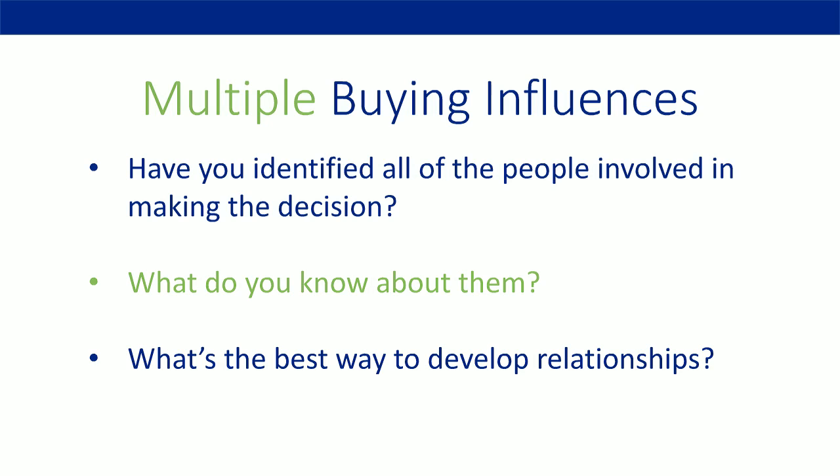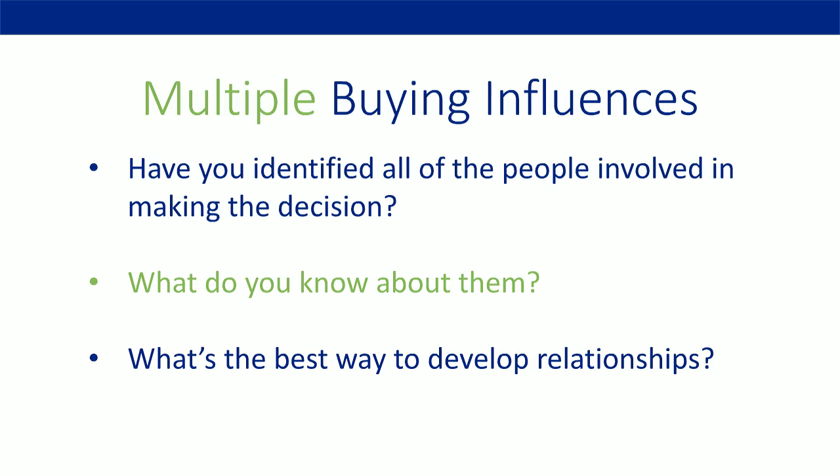All right, the multiple buying influences. Just think for the deals that you're working on right now. Have you identified all of the people involved in making the decision? Now, sometimes you can't get to them, but you should know that they're involved. So if you know who they are, you've identified them. You're interacting with some of them. What do you know about them? And what else do you need to know that you might not know right now? And what's the best way to develop relationships with them?